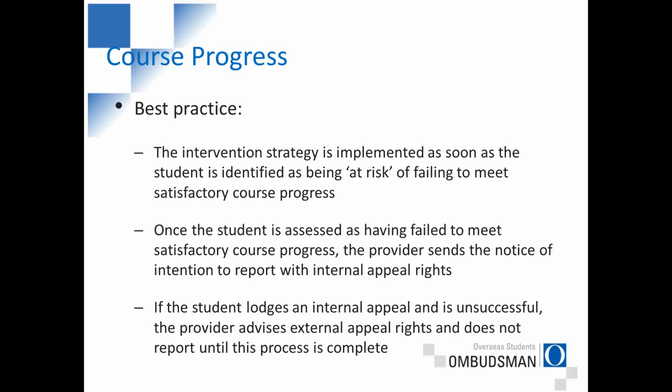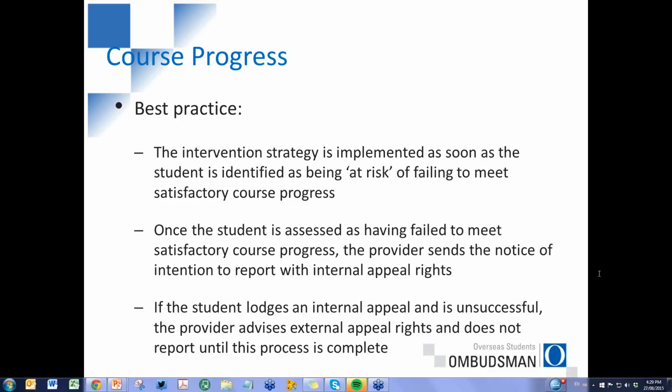intent to report and tell the student that they have the right to appeal that decision through your internal complaints and appeals process. If they go through that process and they're not successful, then the internal appeal outcome letter would tell them why their appeal was not successful, and would tell them that they can lodge an external appeal with the relevant ombudsman. And then if they come to us, we will notify you by email to your principal executive officer, and we'll ask you to wait for the outcome before you make any decision to report.